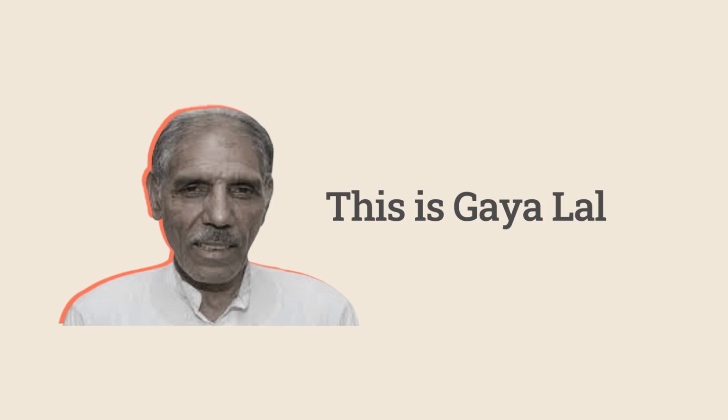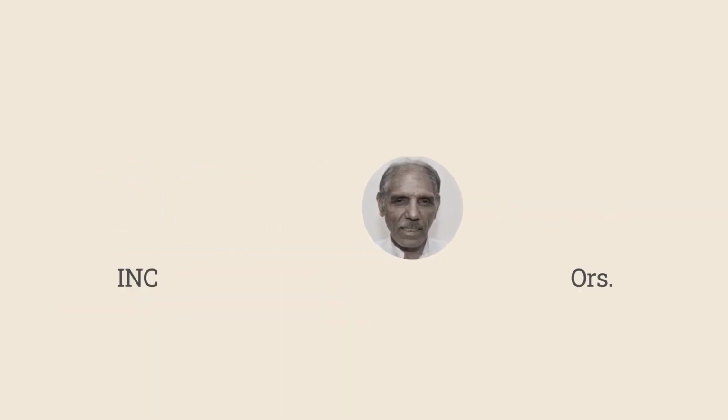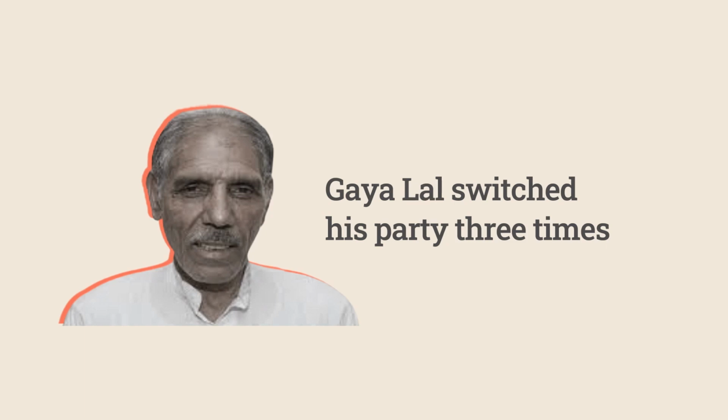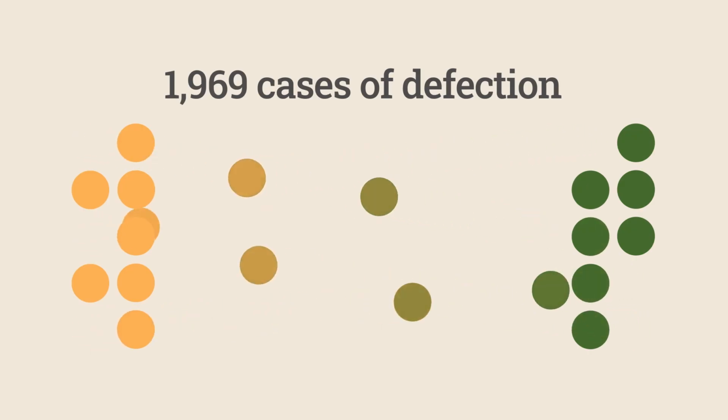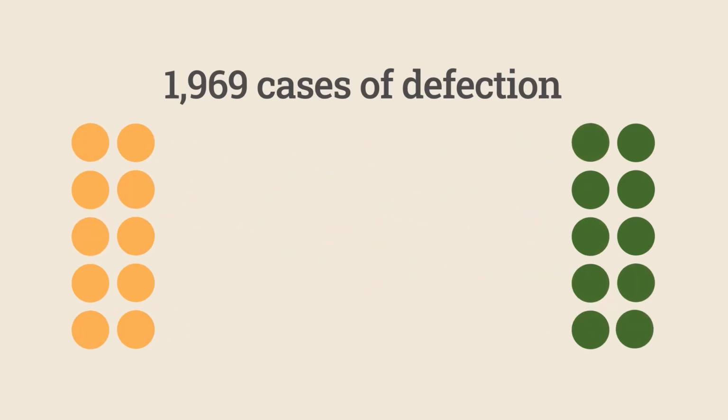This is Gayalal. He left the Congress, joined another party, and then again joined Congress in just 9 hours. In just 9 hours, Gayalal switched his party 3 times. Gayalal was not alone. In the 1970s, there were nearly 2,000 cases of MPs and MLAs switching parties.